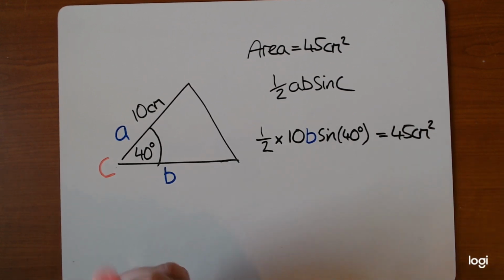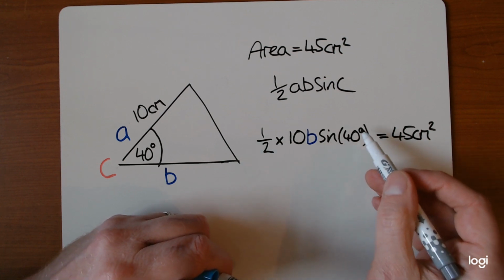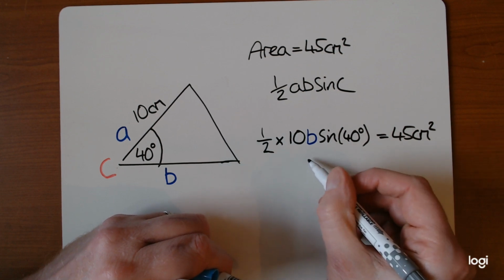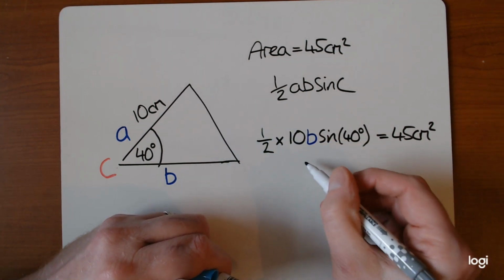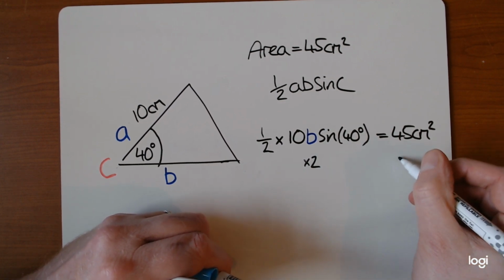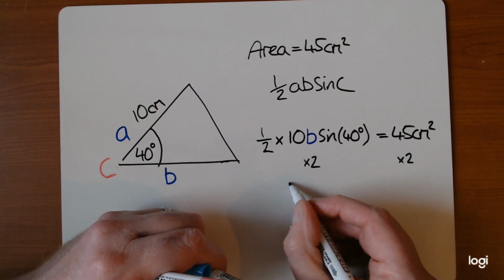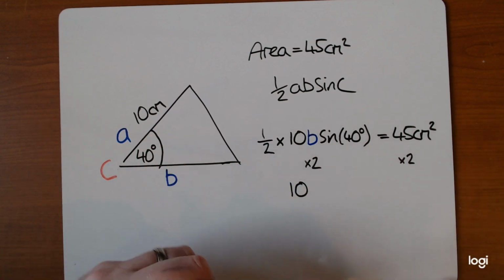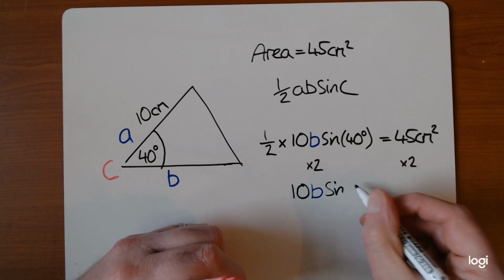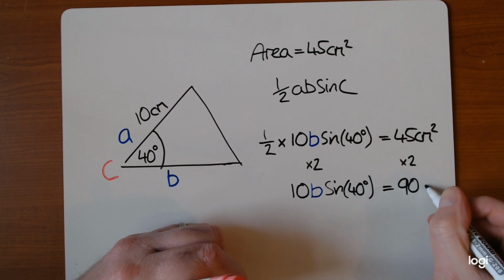Now, first thing we want to do is get rid of this fraction. Basically what this means, whatever this value is, we're going to half it. So to get rid of the fraction, you just times it by the denominator, okay, if the numerator's 1. So we're going to times this side by 2. Since it's an equation, what you do to one side, you do to another side. So I'm going to times that by 2 as well. So what you end up having is 10 B sine 40 is equal to, that's just going to be 90 square centimetres.